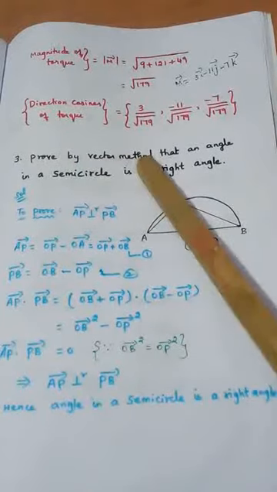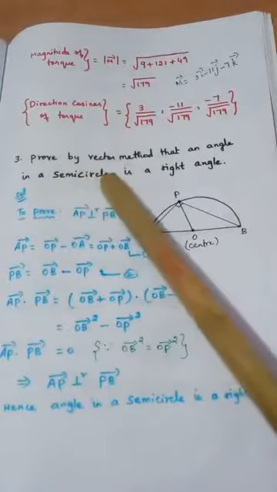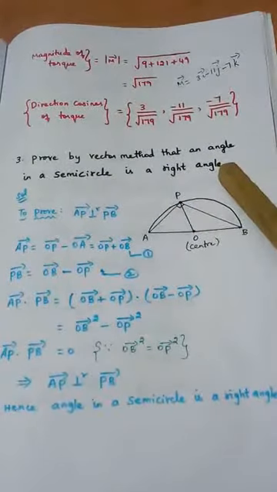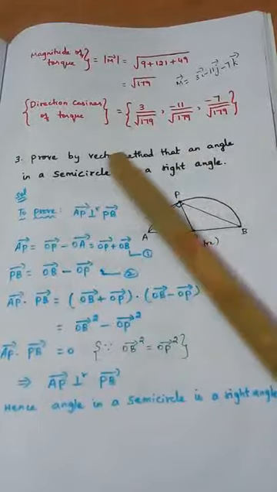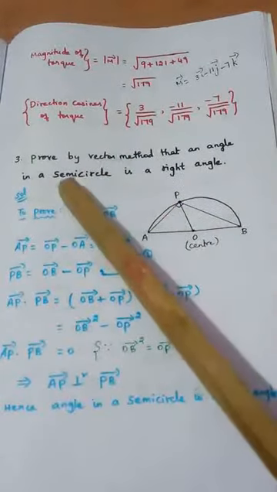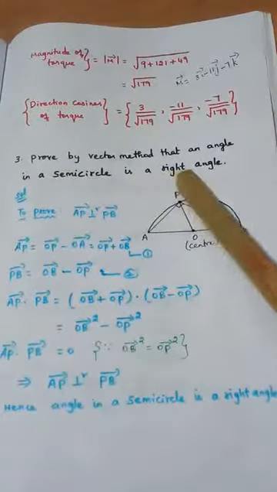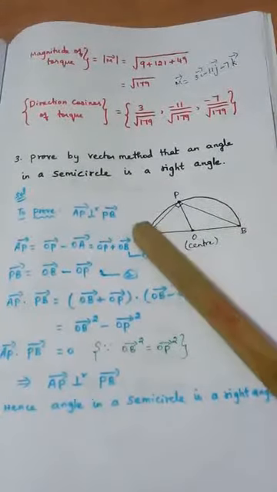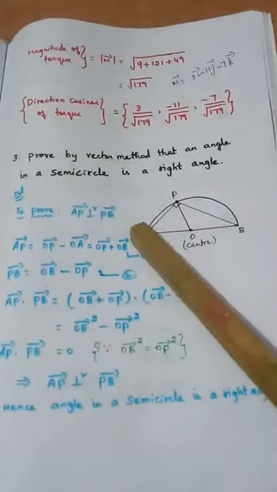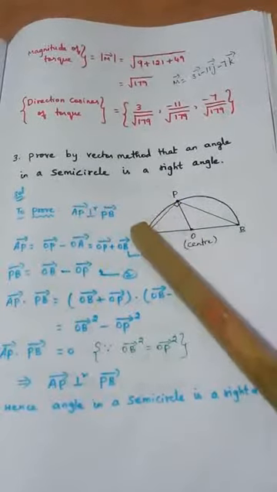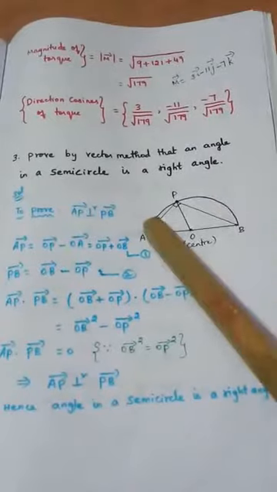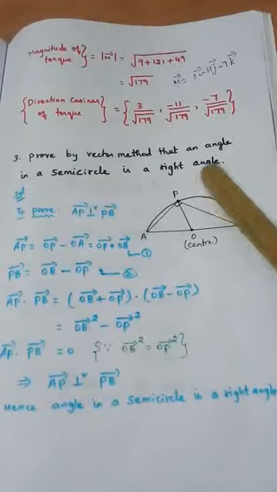Prove by vector method that an angle in a semicircle is a right angle. The question is very direct here. We should use the vector method and we have to prove an angle in a semicircle is a right angle. If you see the diagram, just assume this is a semicircle. It doesn't look like a semicircle, but you imagine that this is a semicircle.